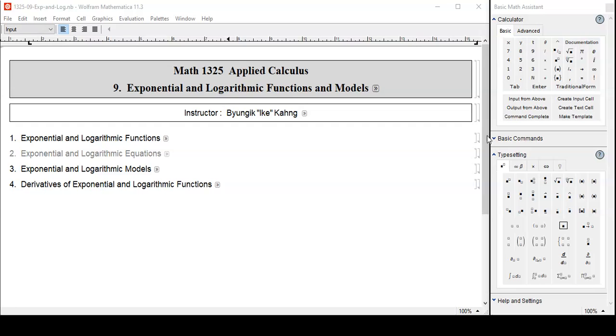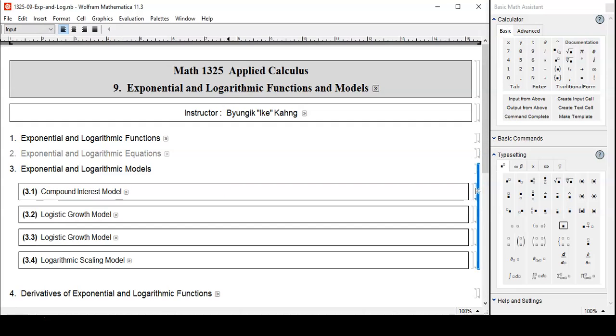Hello students, welcome back. Previously we went through the compound interest model. Now let's go to the next example, the logistic growth model.